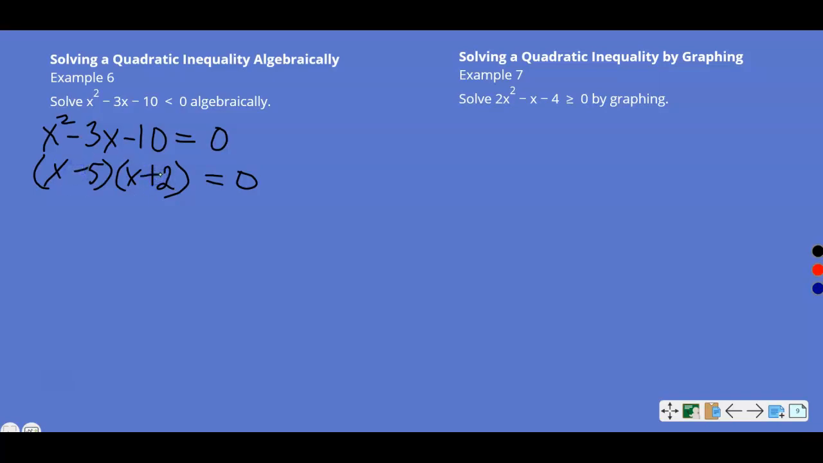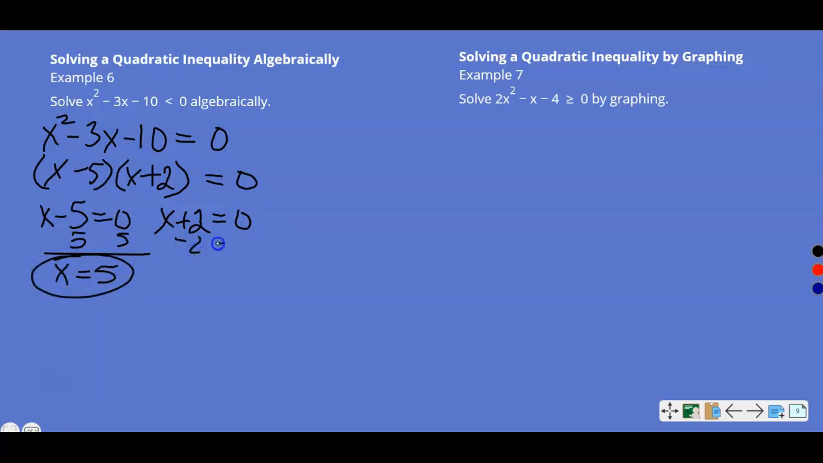This one will be positive, and then we can use the zero product property to find our x-intercepts or our zeros. All right, so I'm going to add 5 and subtract 2. All right, so we've got +5 and -2 as our x-intercepts. So we're going to call these our critical values because originally, remember, we're working with an inequality, and we substituted an equal sign so that we could find these values. So these are going to be called critical values.